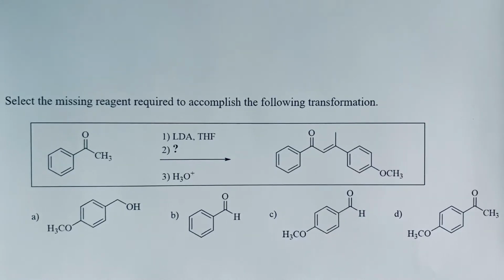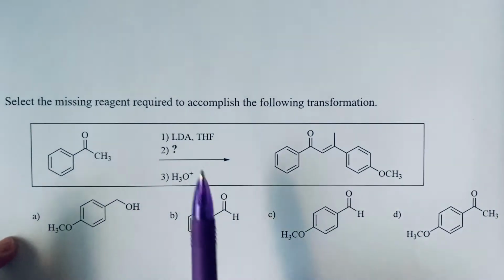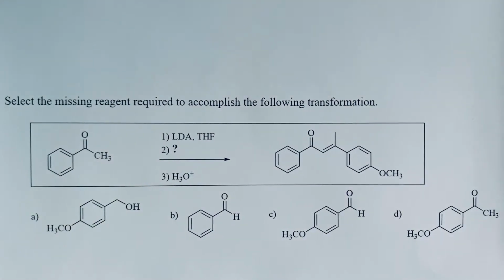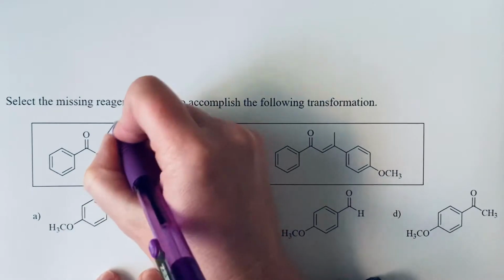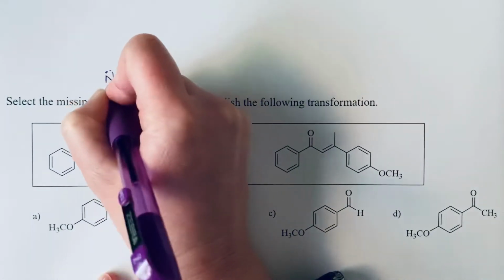Select the missing reagent required to accomplish the following transformation. So if we take a look at our starting material, we see we have a ketone, and we're treating this ketone with LDA. So that's lithium diisopropylamide, which we hopefully remember has this structure.